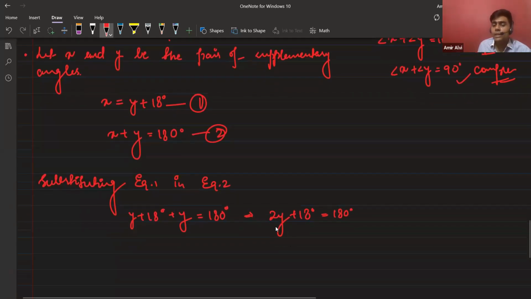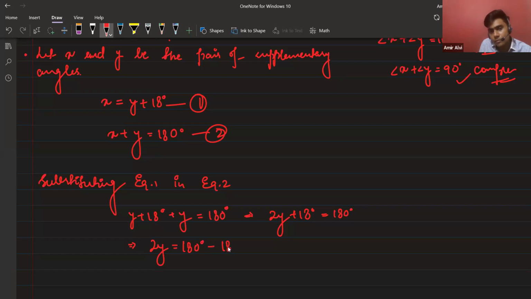Basically, we have the y family here, so only the constant is there. So we will shift the constant to the right-hand side for the same kind of 2y. Yes or no? Is this step clear to all of you? Yes, sir. 2y is equal to 180 minus 18, so 2y is equal to 172.